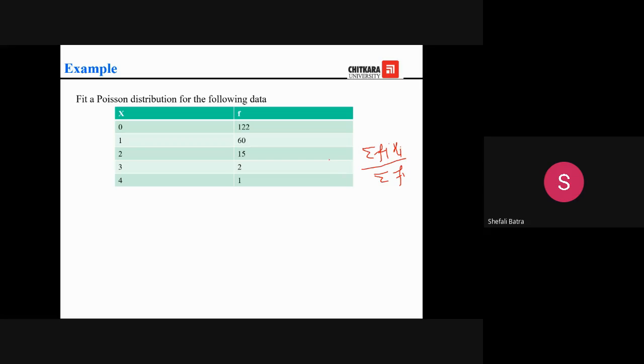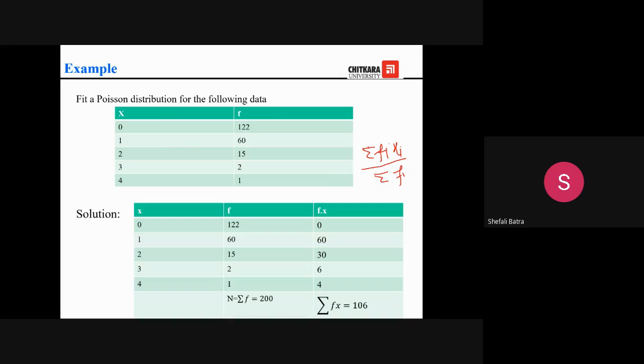So you'll be making a table, writing x, f, and in another column x into f. Right? This is 0, 122, f into x is 0, 1, 60, 60 into 1 is 60, 2 into 15, 30, 3 into 2, 6, 4 into 1 is 4. Now summation of f is equal to 200, and summation of fx is equal to 106.